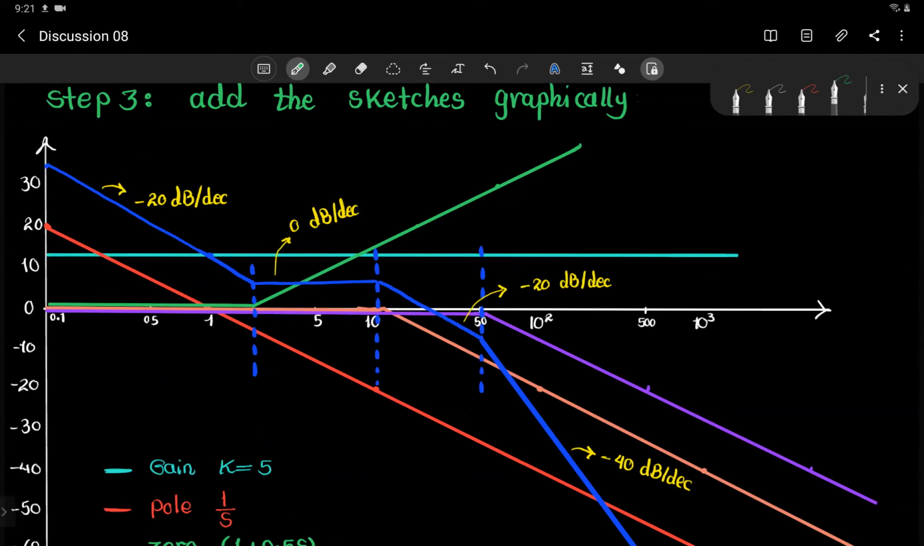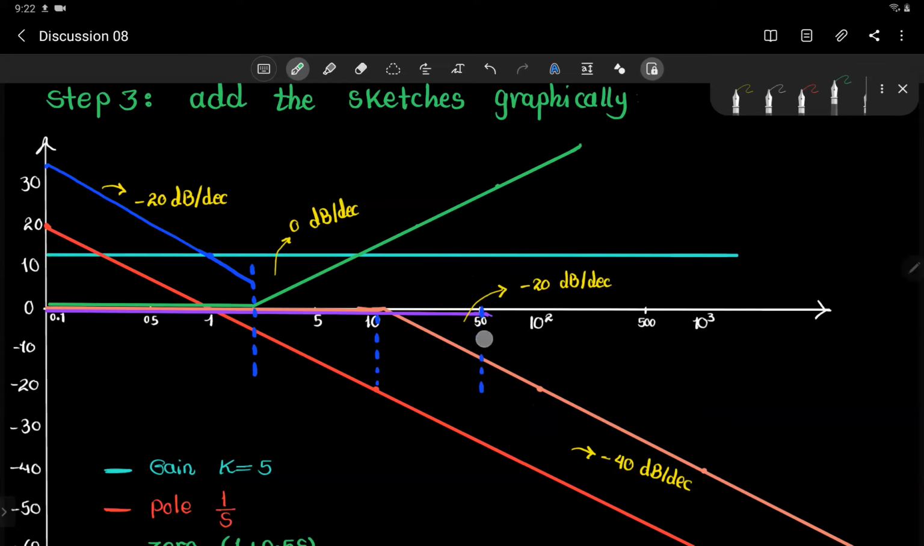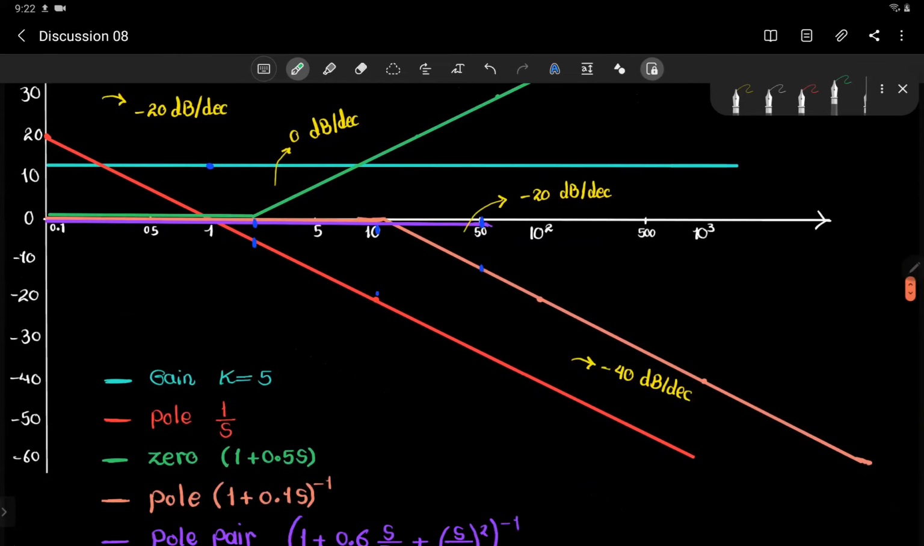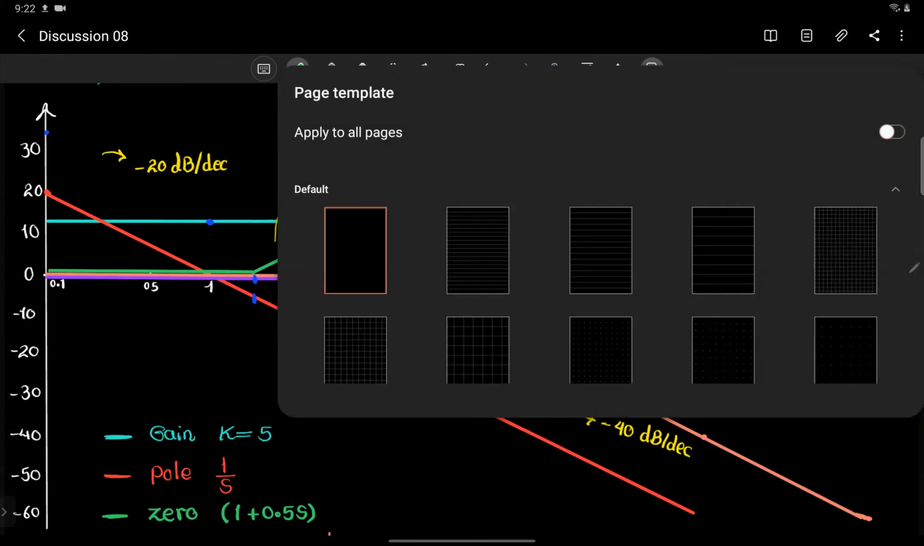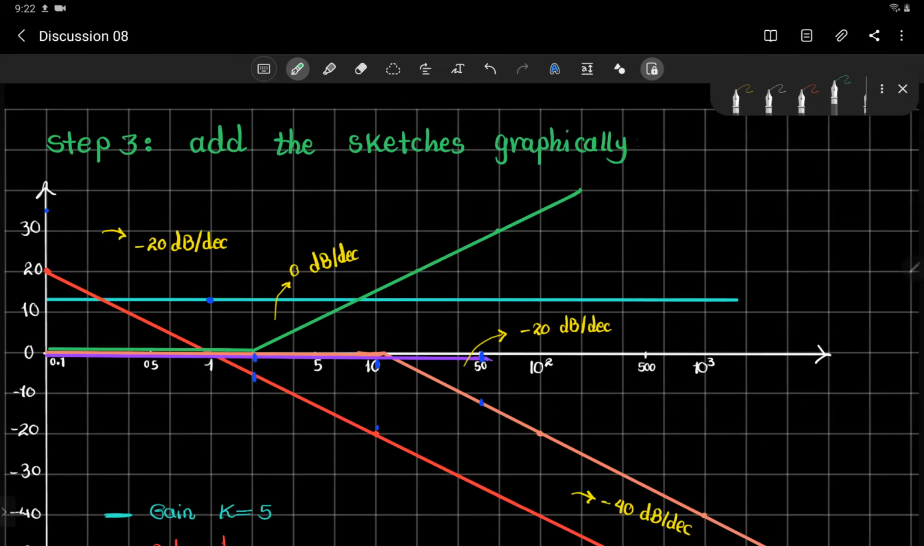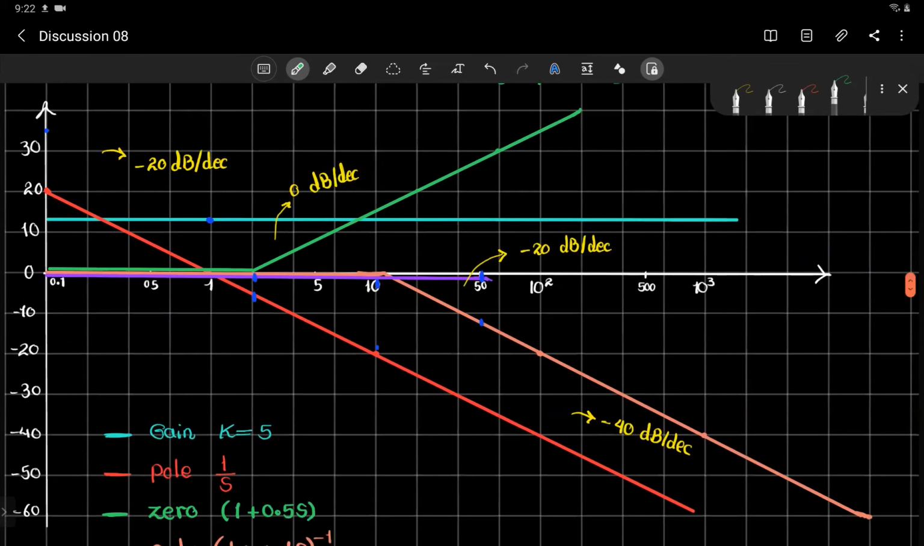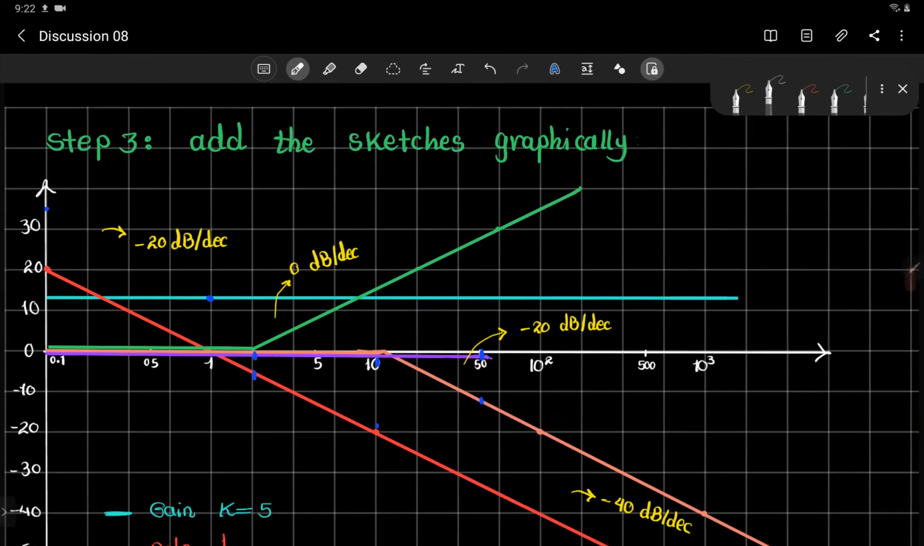I think I need to erase this. This as well. Okay. So we have the gain. Let me also change the template. Okay. So this is the gain plot. Let me write this somewhere here.